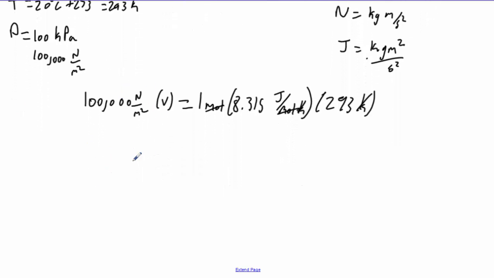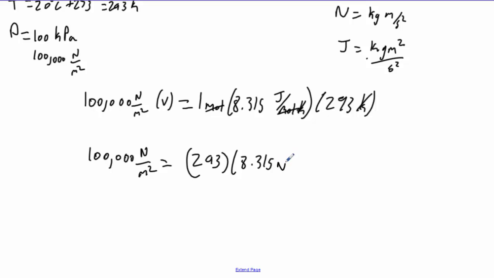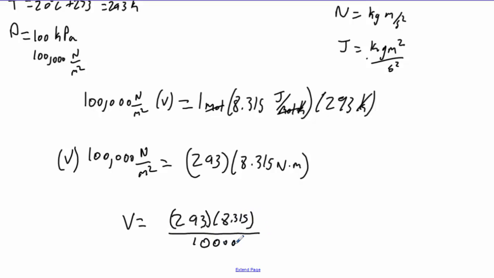So if I do this right, I'm going to have 100,000 newtons per square meter times V is equal to 293 times 8.315, and this still has some units left. It still has a joule left. Remember, a joule is a newton times a meter. So now when I divide this over, I get V is equal to 293 times 8.315 divided by 100,000.